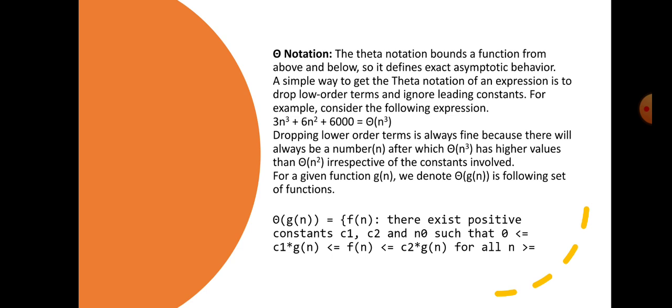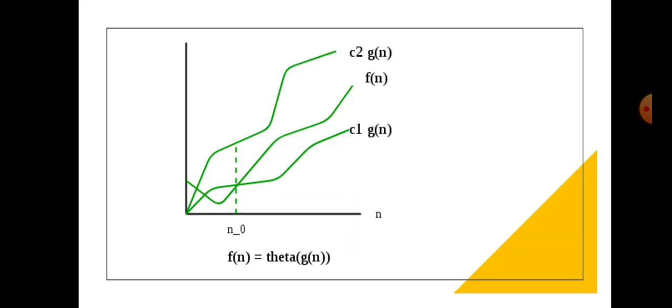For a given function g of n, we denote theta of g of n as the following set of functions: theta of g of n equals f of n, there exist positive constants c1, c2 and n0 such that 0 is less than or equal to c1 star g of n, less than or equal to f of n, less than or equal to c2 star g of n, for all n greater than or equal to n0. This is the example graph of f of n equals theta of g of n.